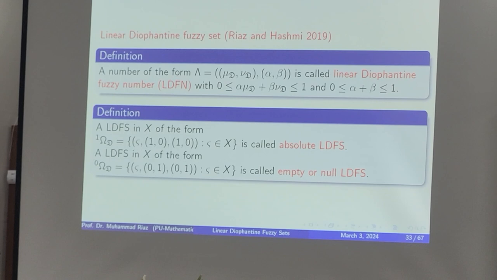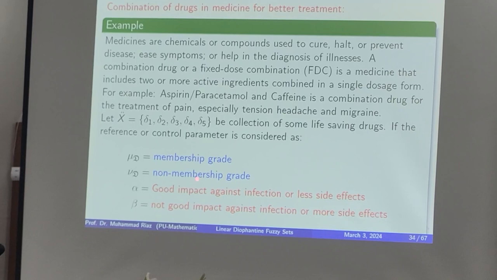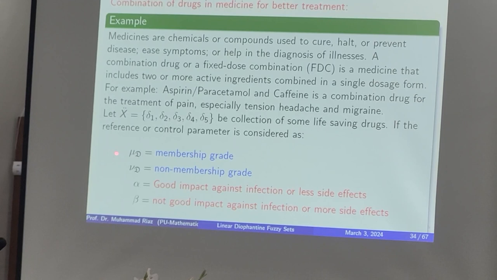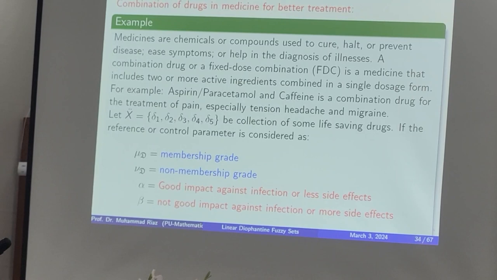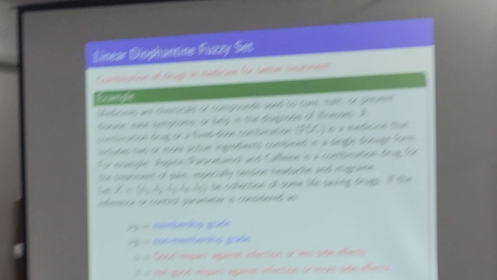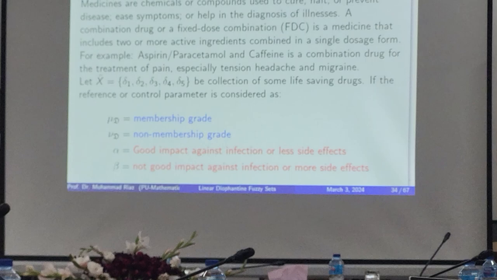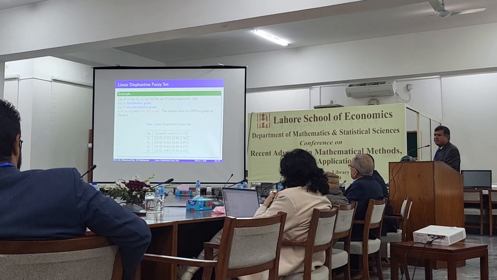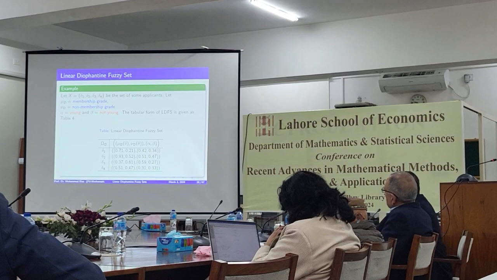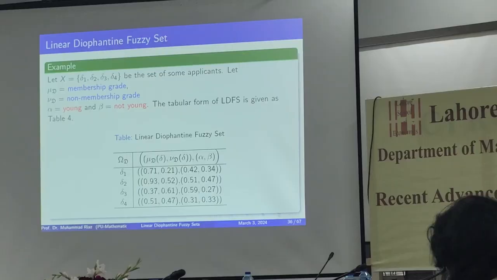This is an example of a linear diophantine fuzzy set. For example, if we are dealing with medicine, we assign membership and non-membership, and we can give alpha and beta physical meanings such as good impact on medicine, good impact against infection, or fewer side effects. In the case of candidates, we can give alpha and beta meanings such as qualified, not qualified, young, not young, and so on.